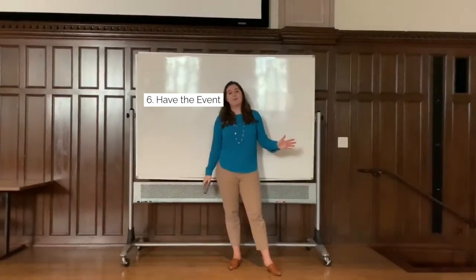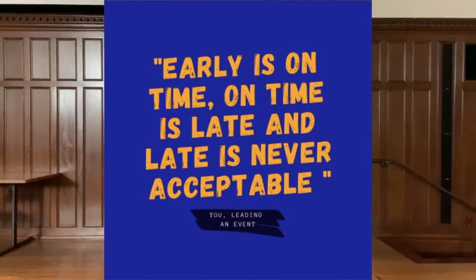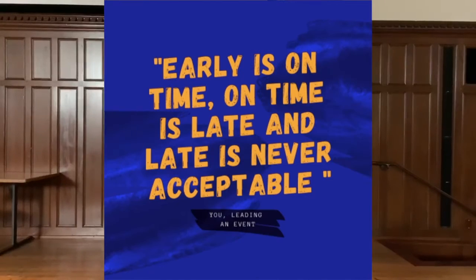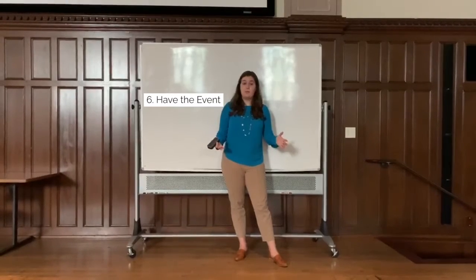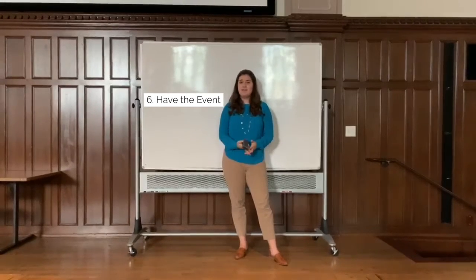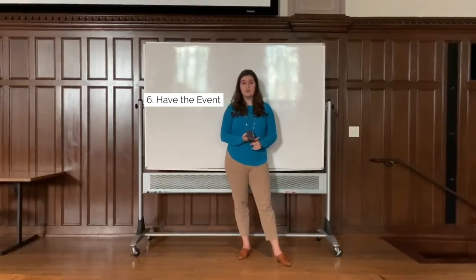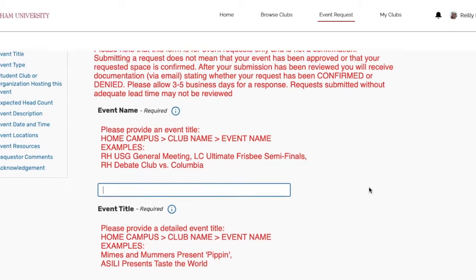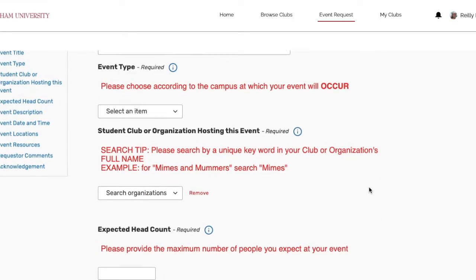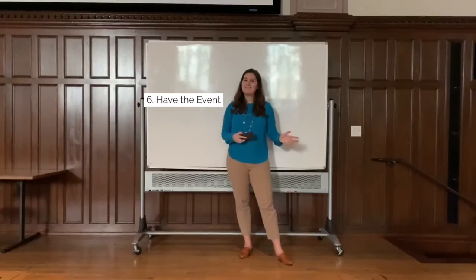Something you want to remember when you're having your event is making sure that you keep in mind early is on time, on time is late, and late is never acceptable. This is particularly important for day of the event, so if you need to set up, make sure that you're there early. But in addition, when you're booking event spaces, when you're talking to vendors that you may need to contract for food, or anything else that'll go through OSI, it's important to be early about your request because it always takes a couple days to make sure everything is approved. Back to day of the event.